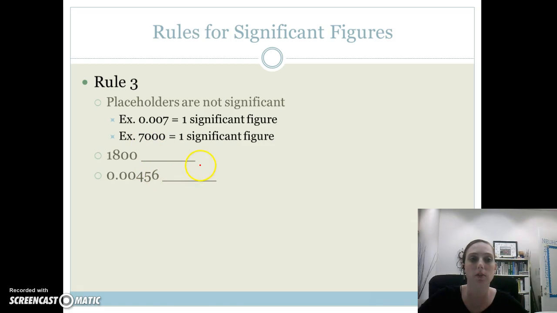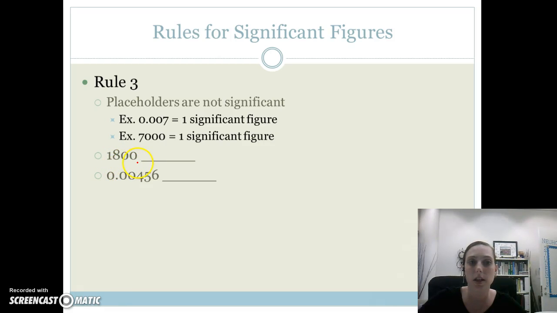Okay, let's take a look at a few examples. 1800. So I know the 1 and the 8 are significant because that's rule 1. Those are digits. But if I take a look at these zeros, are they telling me anything, or are they just holding the places so that the 1 is in the thousands place and the 8 is in the hundreds place?